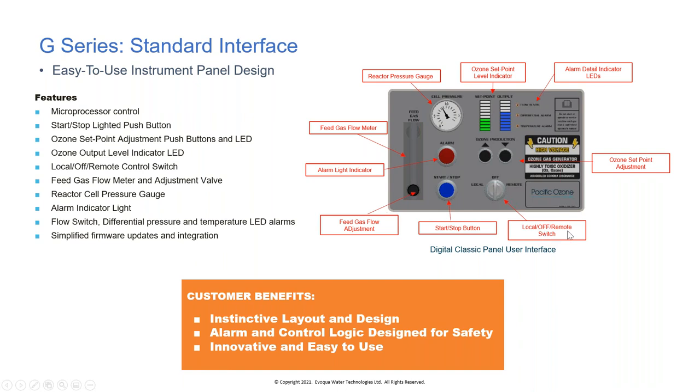It comes to the local off remote switch. The system can be operated locally or remotely. It comes with an ozone adjustment set point. Generally, when we set at 3 bar, the amount of ozone that is produced should be at 3 bar as well. If you want to reduce the ozone production level, we just need to press this button.